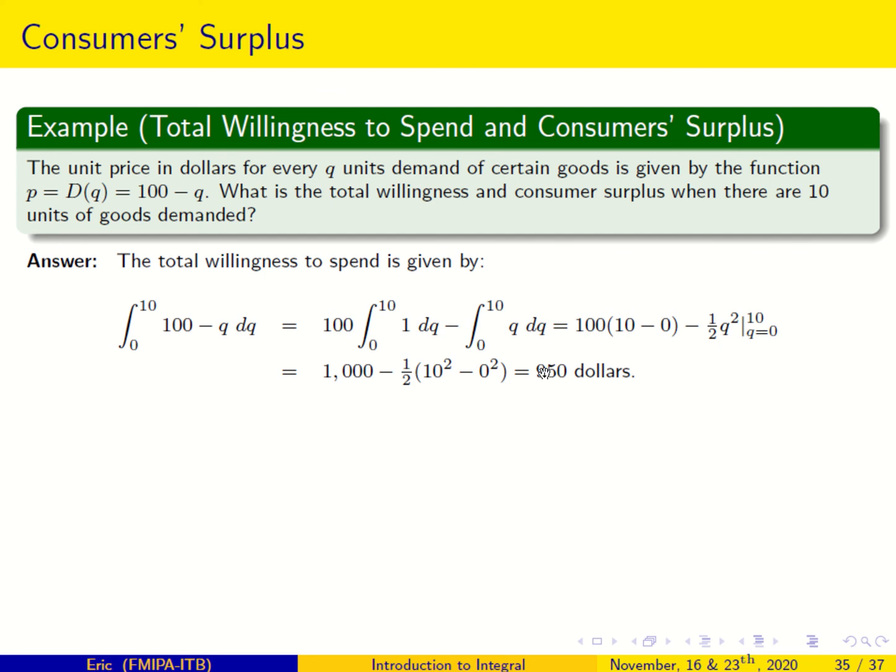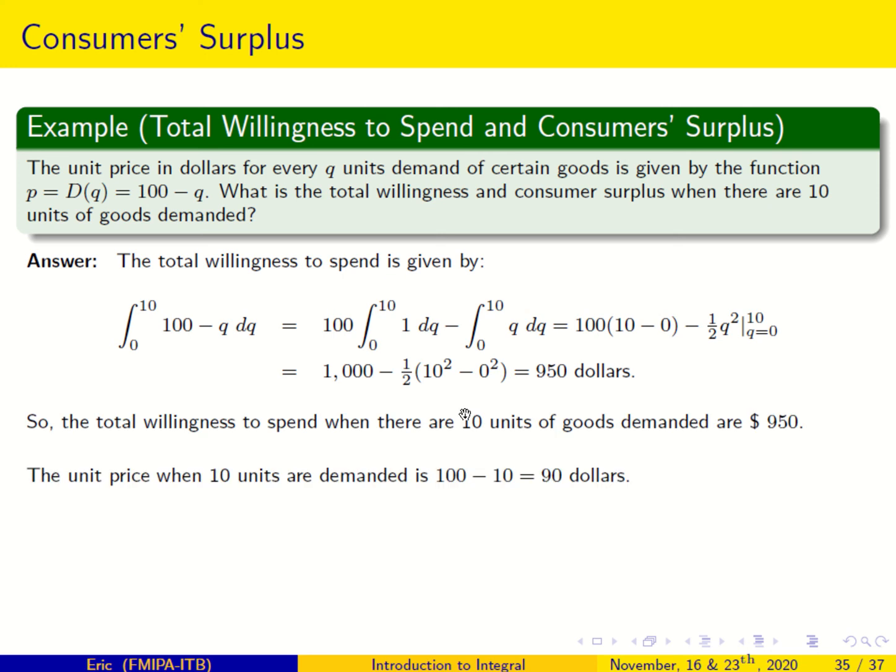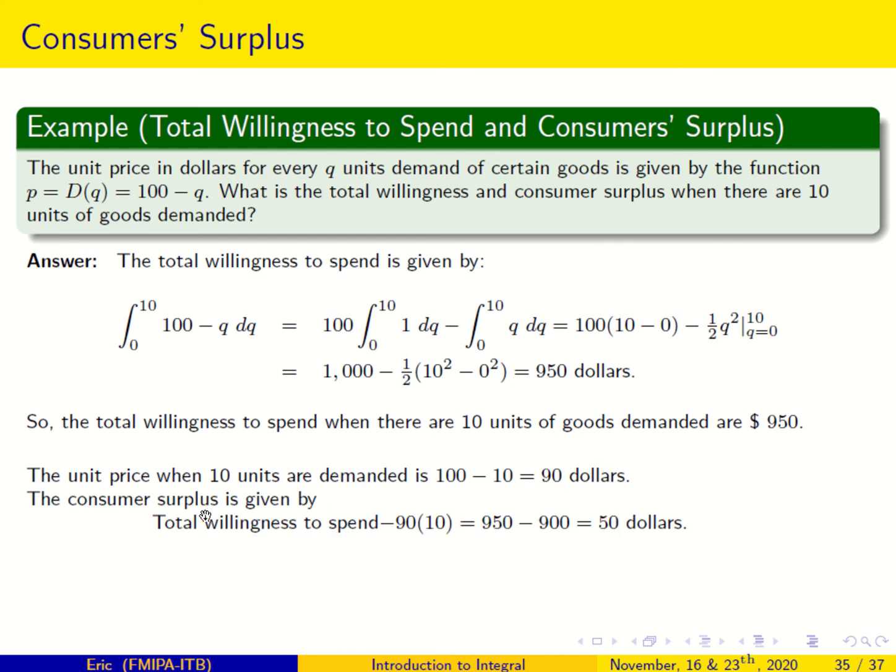But if you just buy 10 units, what is the unit price? The unit price is 100 minus 10, that is 90. So you pay $900. The consumer surplus is given by the total willingness to spend, $950, minus the total spending, $900, which is $50. This is what we usually call the consumer surplus.